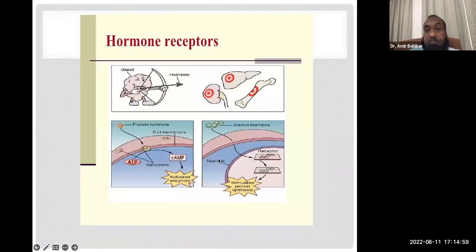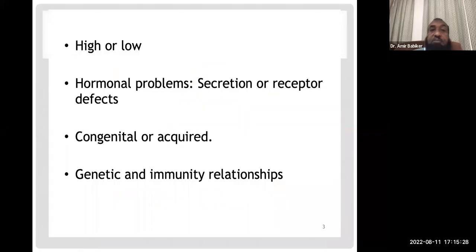Okay? Right, so the hormonal action mimics someone shooting at a target. The shot is the hormone, the shooter is the gland, and the targets are the target organs. When the hormone reaches the target organs, it attaches to specific receptors, and then you have post-receptor signal transduction. So all the endocrinopathies are either high or low.